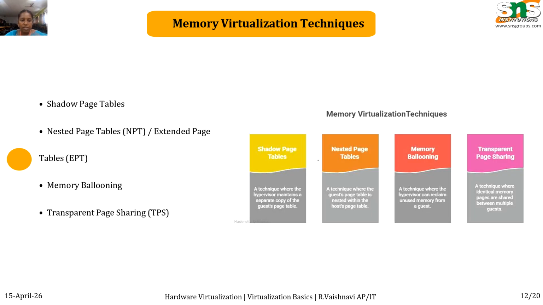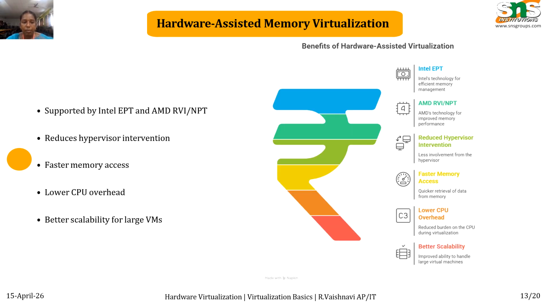Next one, memory virtualization techniques. Here we have shadow page tables, nested page tables or extended page tables, and then memory ballooning, and then transparent page sharing. Hardware assisted memory virtualization is supported by the Intel EPT and AMD RVI or NPT. It reduces the hypervisor interventions. Here we have faster memory accesses, lower CPU overhead, and better scalability for large virtual machines.